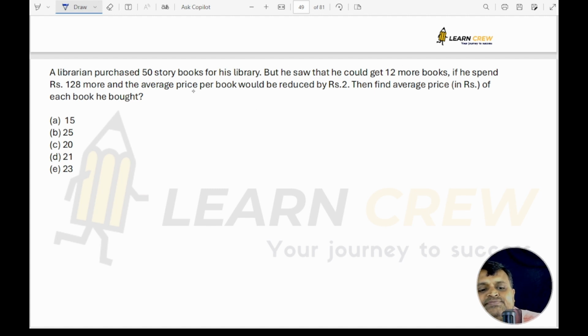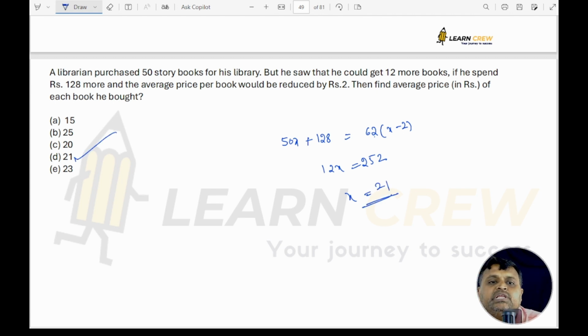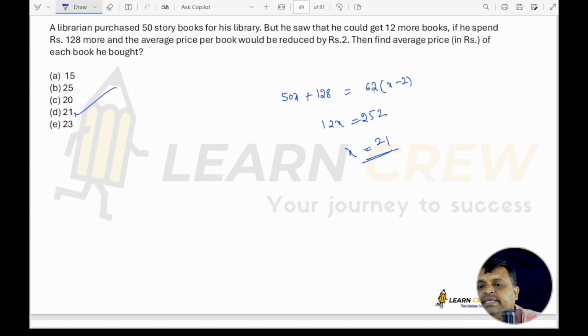So initially he has 50 books. If the average price is X rupees, 50X. If he could spend 128 rupees more, then he could buy 12 more books and its average price would be X minus 2. So now 50X, 62(X minus 2): 12X is equal to 62 into 2, 124, plus 128, which is 252. So you will get X as 21 rupees. The initial price that each book he purchased at is 21 rupees.